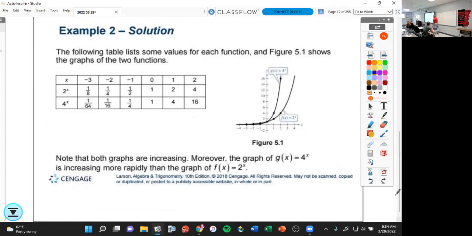Okay, here they are graphed. Exactly what we did. They've got a couple more points that we didn't have. Both graphs are increasing. The graph of g of x equals 4 to the x power is increasing more rapidly than the graph of f of x equals 2 to the x power. What is 4 to the x power doing as we move to the right? It's multiplying by 4, right? The other one is doubling, right? Multiplying by 2. This one's multiplying by 4, so it's going to go up a lot faster.